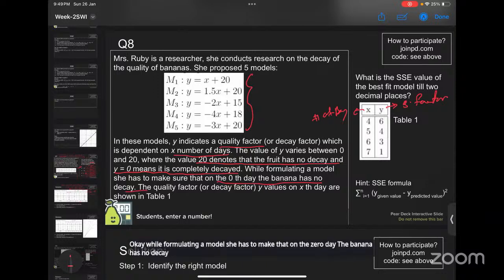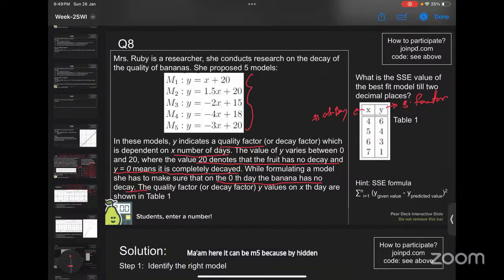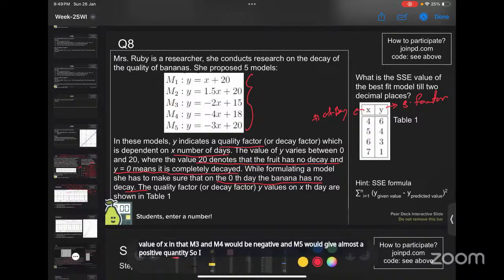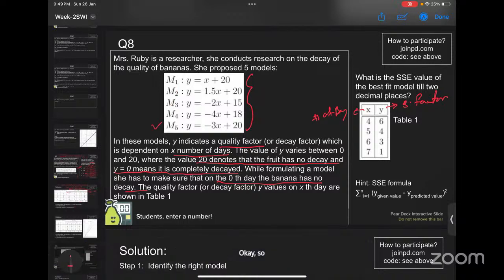Ma'am, here it can be M5 because by hit and trial we can see that if we put the value of x in that, M3 and M4 would be negative and M5 would give almost a positive quantity. So I guess through hit and trial also we can say that. Okay, so you are saying M5. Yes, ma'am, because if we put the value 4 in M3, it will be like 3, but in M5 it is nearer, I guess. Okay, it's a good observation, but let us check.